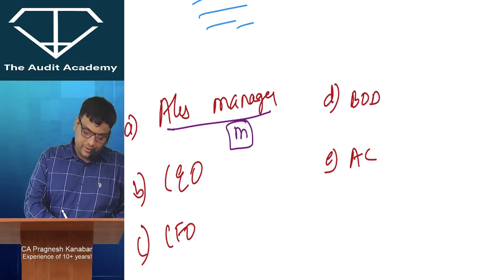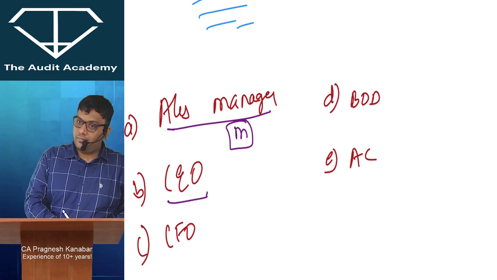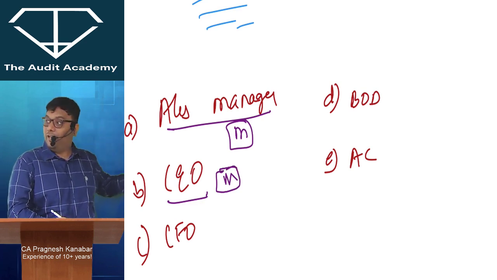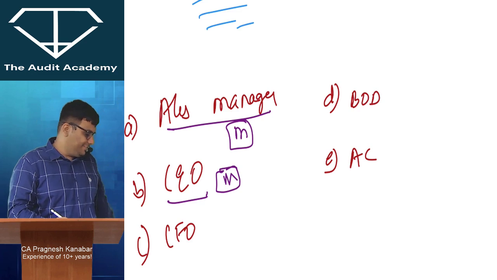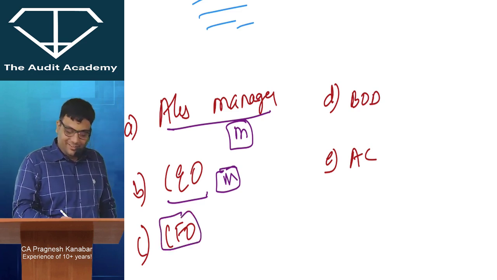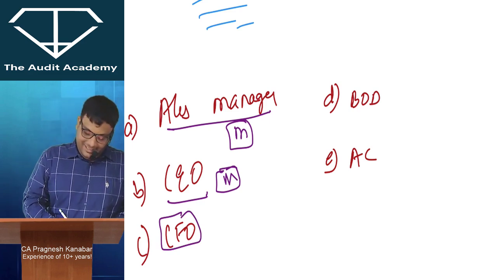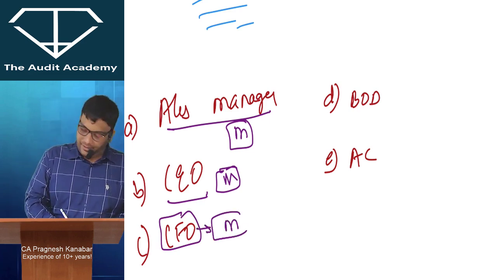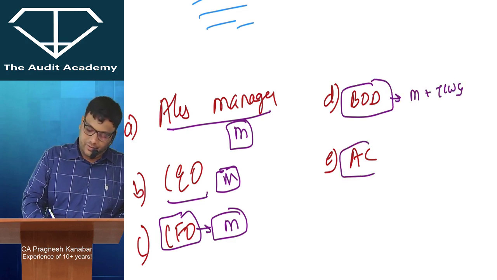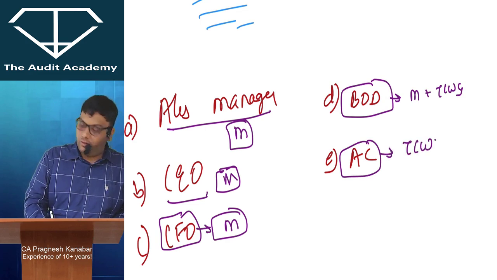Management. CEO? Management, not those charged with governance. Okay. Someone says neither of these is management. Saturday night. All right. CFO, management. Board of directors, it could be a mix of management and those charged with governance. Audit committee, for sure it is those charged with governance.